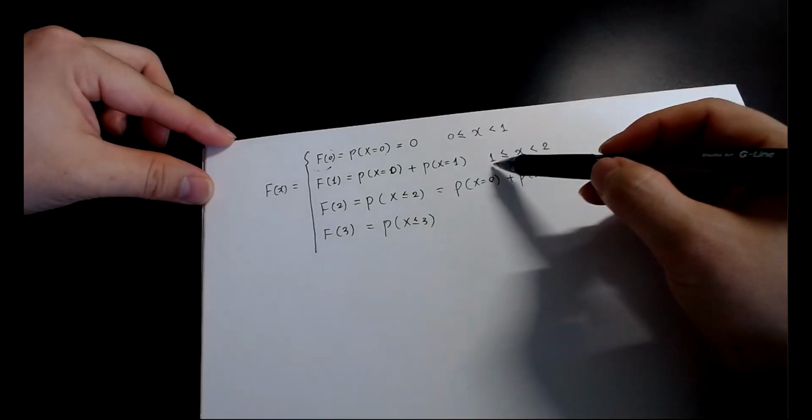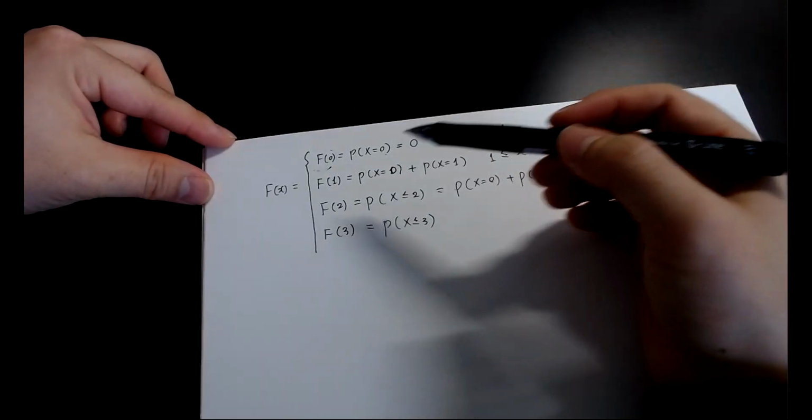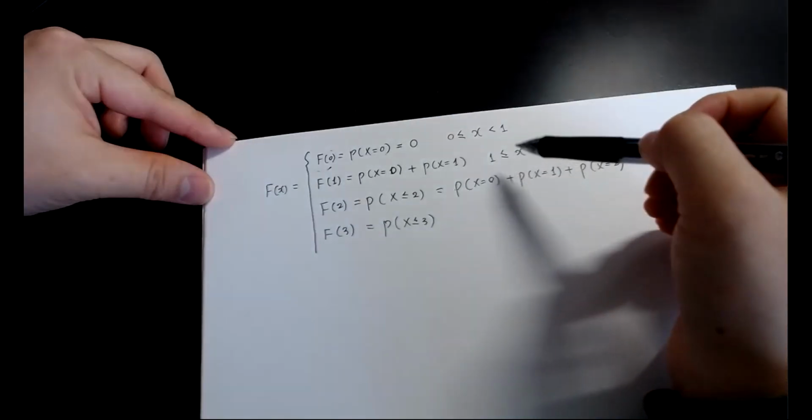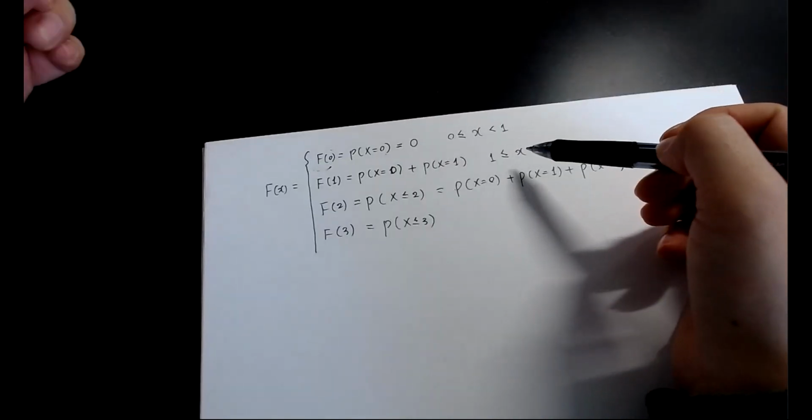And then if x is greater than or equal to 1 and less than 2, that means what? X can be just 1. Keep in mind this, that x is what?